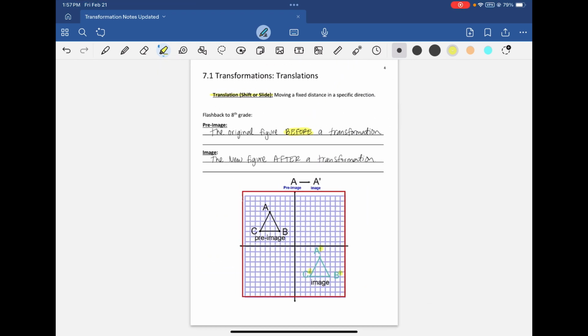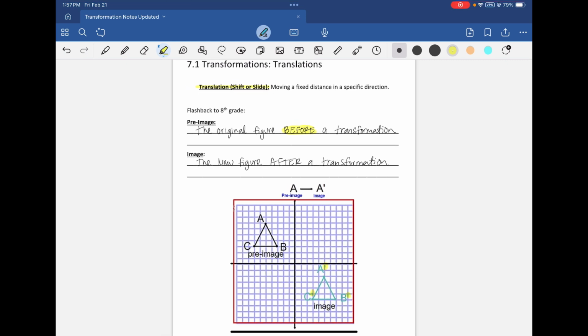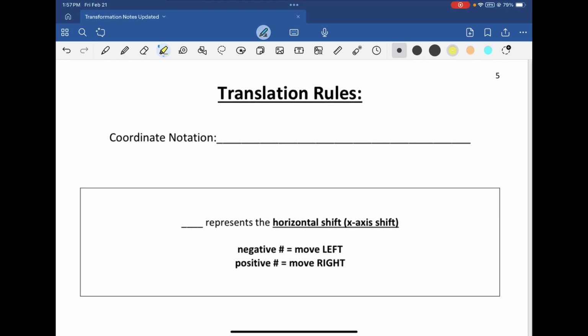Now, let's go to our next page. I'll put these definitions up in the video again. Please make sure that you wrote these down. If you didn't catch this, I will have them posted on Canvas for you to look at. Okay, on the next page, we're going to talk about the translation rules.